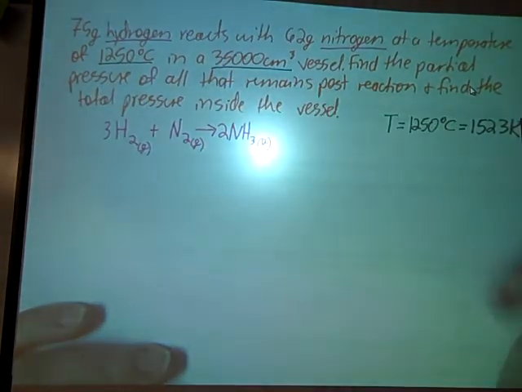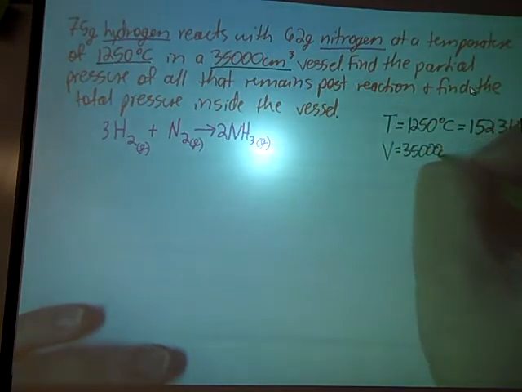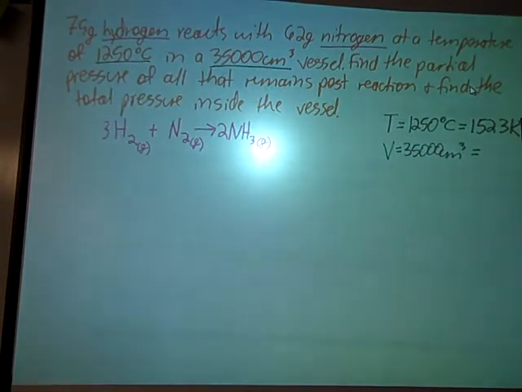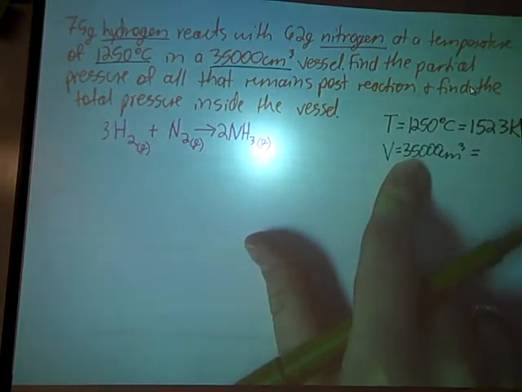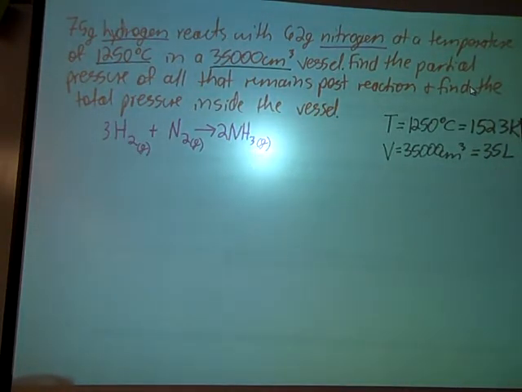Centimeters cubed is a volume unit, but centimeters cubed is not an acceptable unit. Since this is a single situation, I've got nothing changing. I just want the pressures, and they give me the temperature and the volume. I know this is a PV equals nRT problem, so that's why I'm being particular about my volume unit. So 1,000 centimeters cubed is the same thing as 1,000 milliliters is the same thing as a liter. So this is 35 liters.